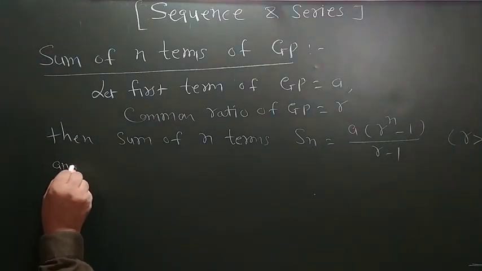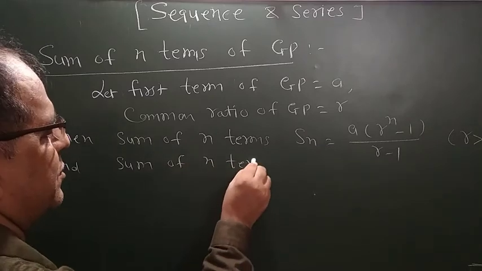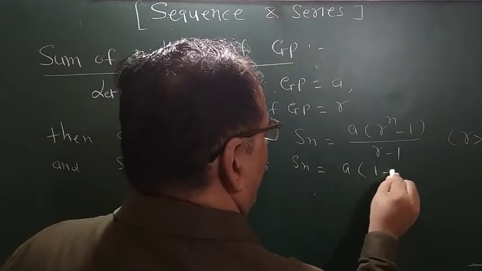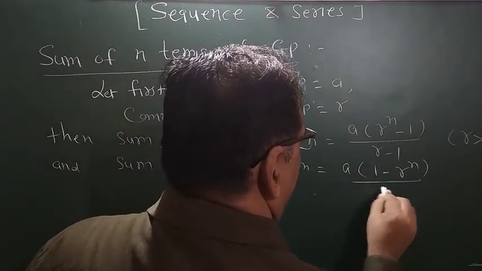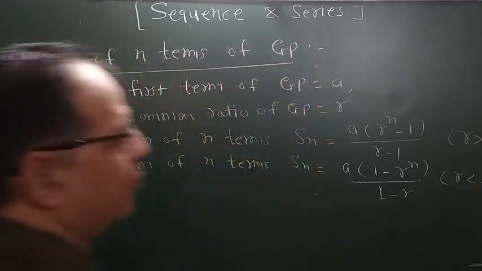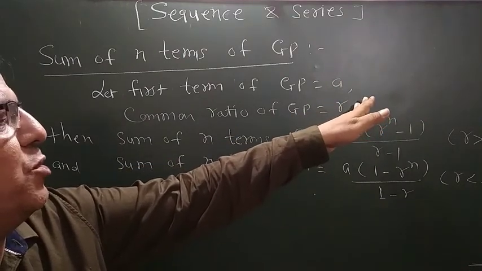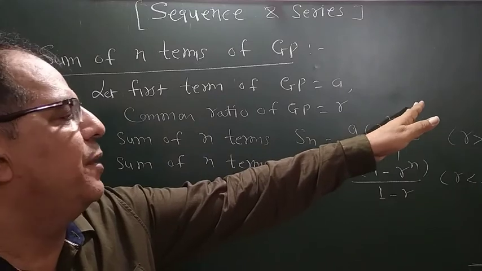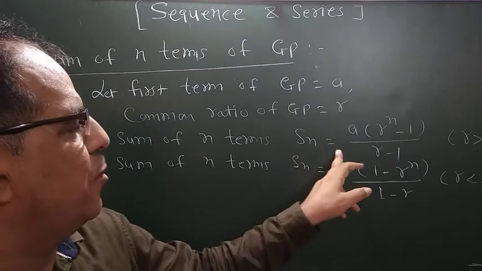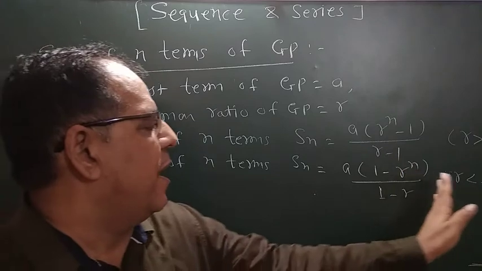And the sum of n terms, Sn equals A times (1 minus r to the power n) upon (1 minus r), if the common ratio is numerically less than 1. So if the first term is given, the common ratio is given, and the number of terms is given whose sum we want to find. So this is the formula for the sum of n terms when r is greater than 1, and this is the formula for the sum when r is less than 1.